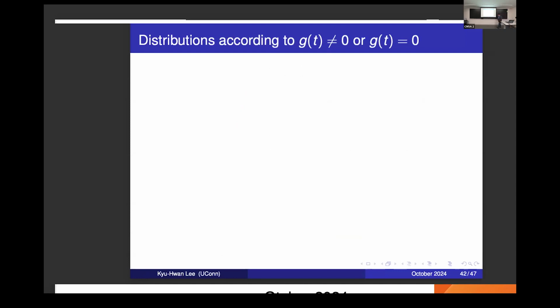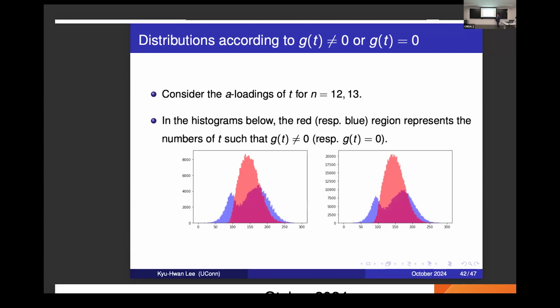Now if we sketch the histograms according to whether the Kronecker coefficient is 0 or non-zero, that's directly related to our original question. For A loadings, the normal distribution case, we have this picture. The shapes are different. The red region corresponds to G of t non-zero, and blue corresponds to G of t equal to 0. The distributions are different, but there is no real separation. If you just look at the x-axis, there is some separation, but not much.